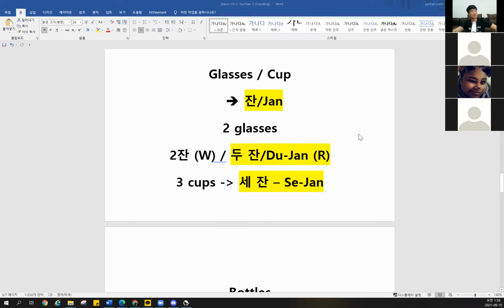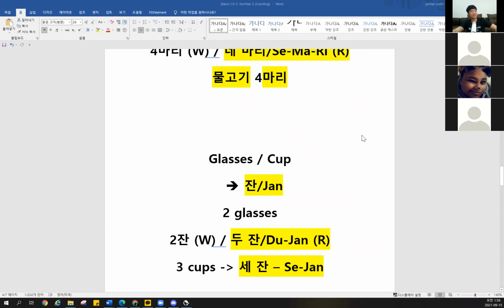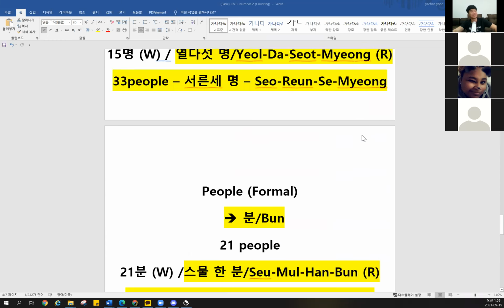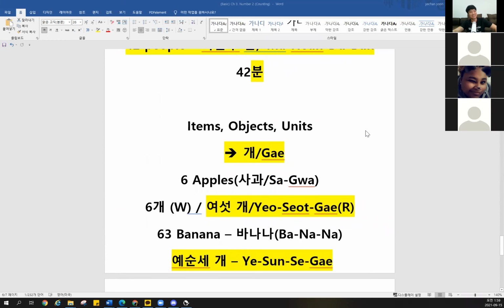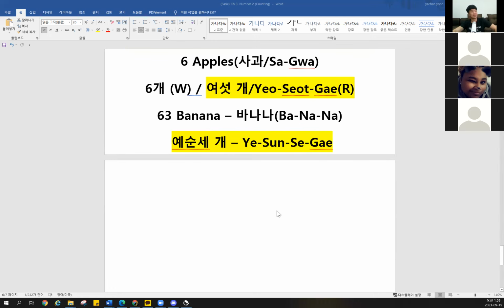So what was the most interesting counting in here? Animal, fish, glasses, bottle. Everything is new, but I think for animals and items or objects, you have to put another word next to the numbers. So that is something to remember. Yes, exactly. These are the two things to remember: put the counting word after the numbers. Okay, then let's try with animal.